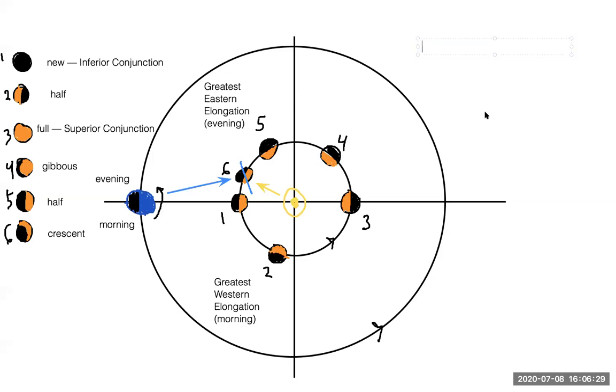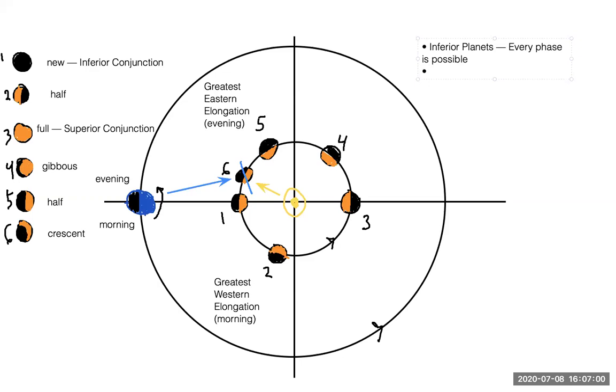So a couple of takeaways here. For the inferior planets, every phase is possible. So unlike the superior planets where you only got full and gibbous phases, for the inferior planets, you should be able to see every single one. New, half, full, gibbous, and crescent, just like with the moon.